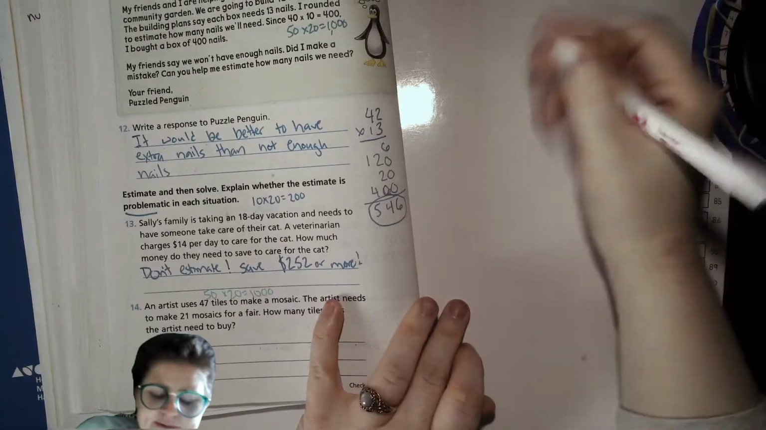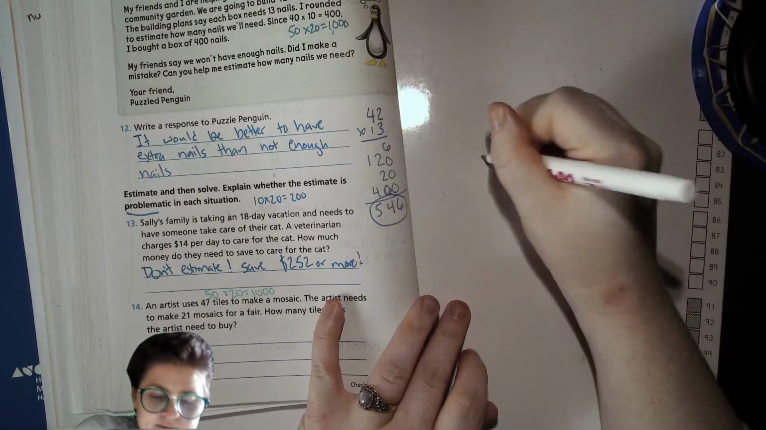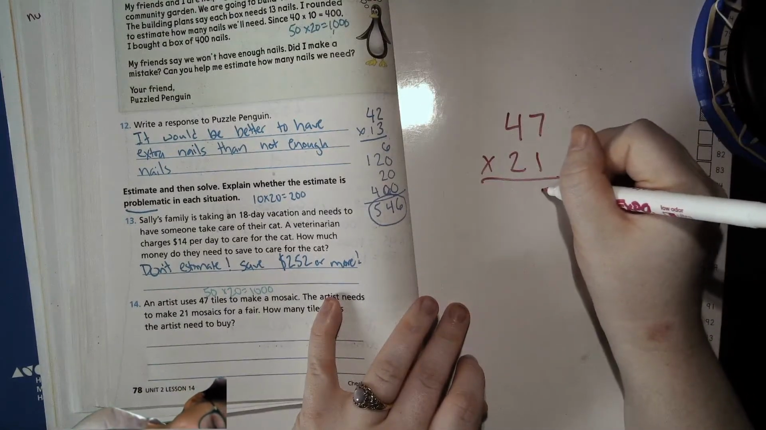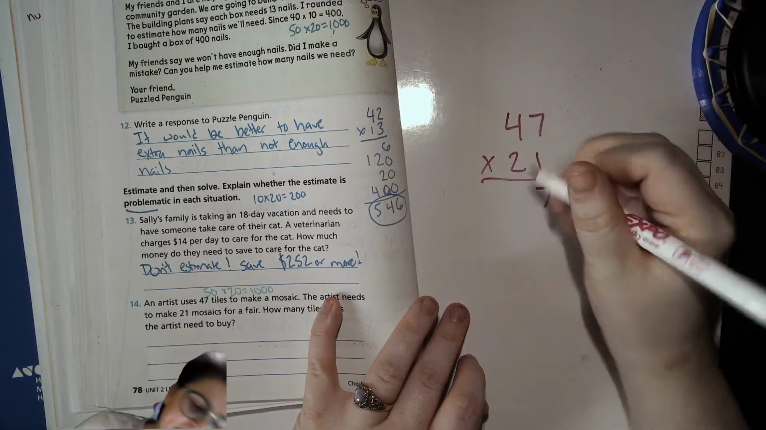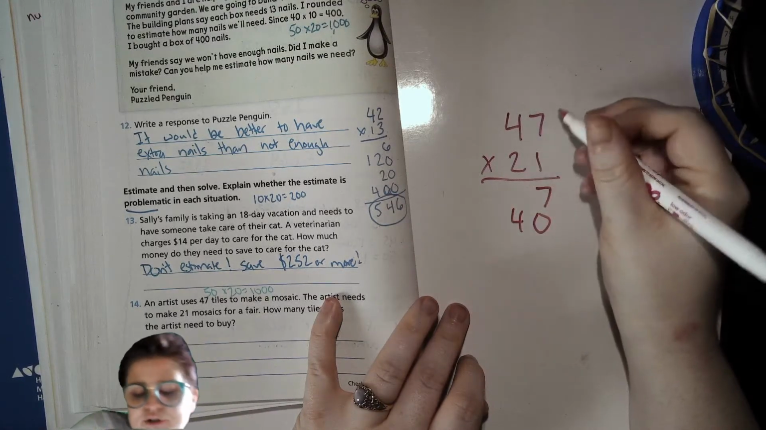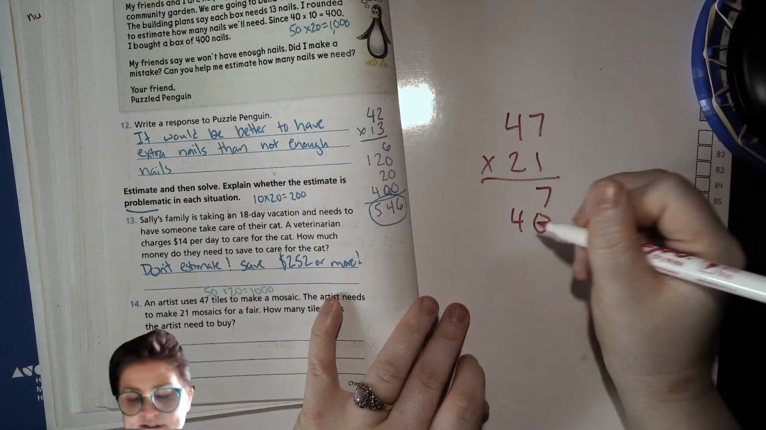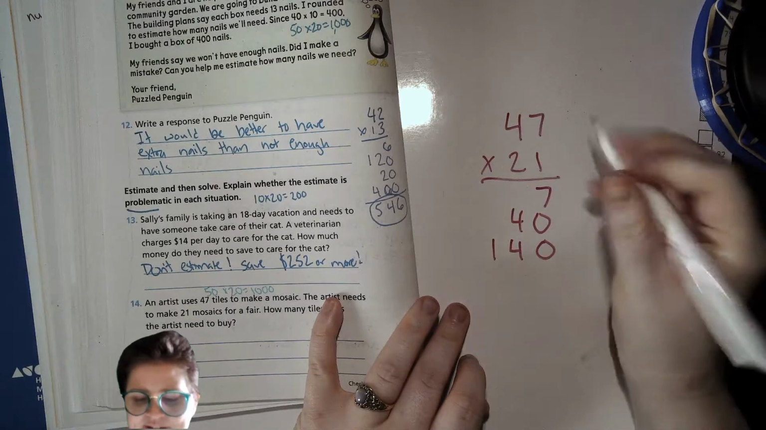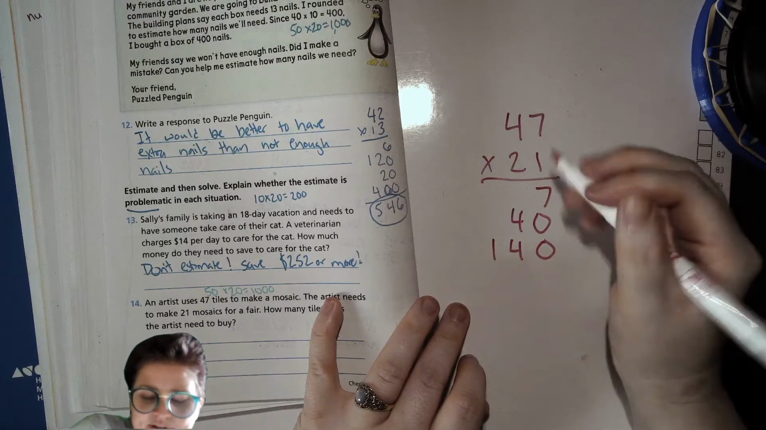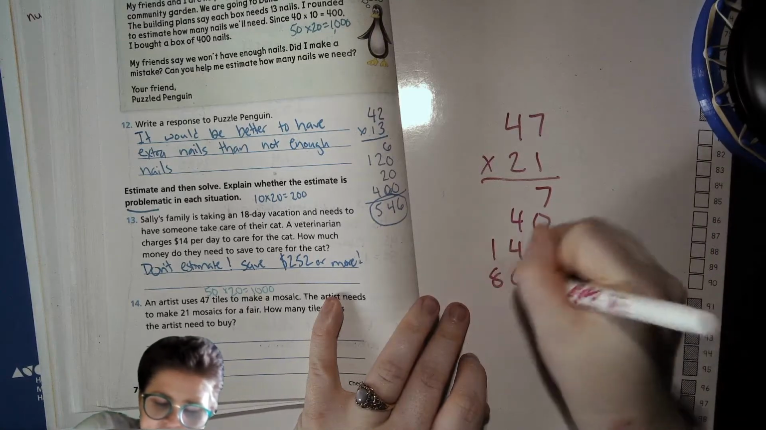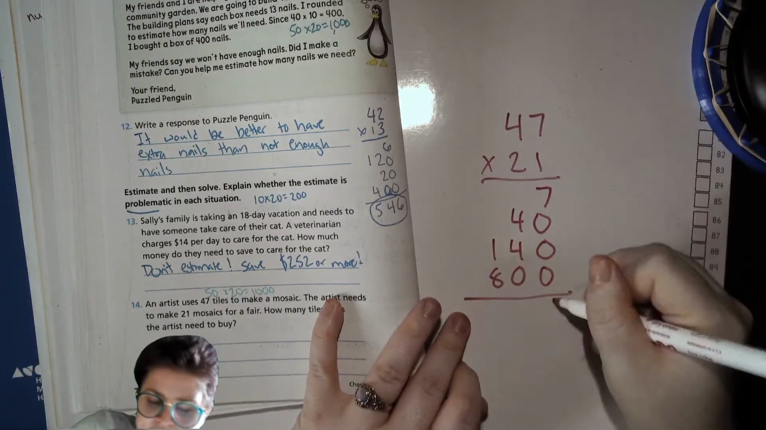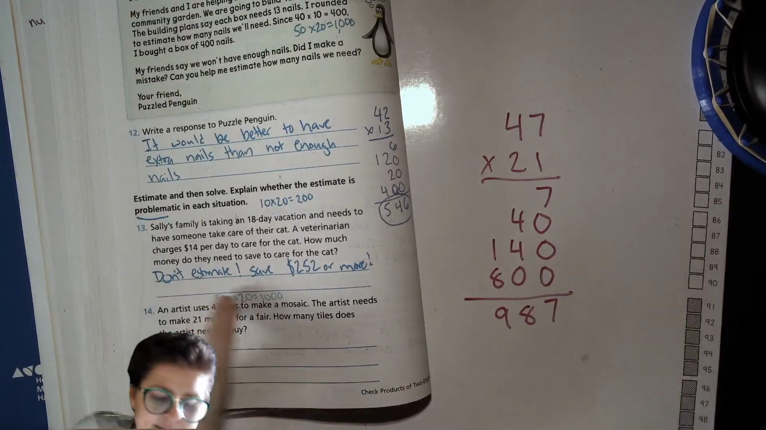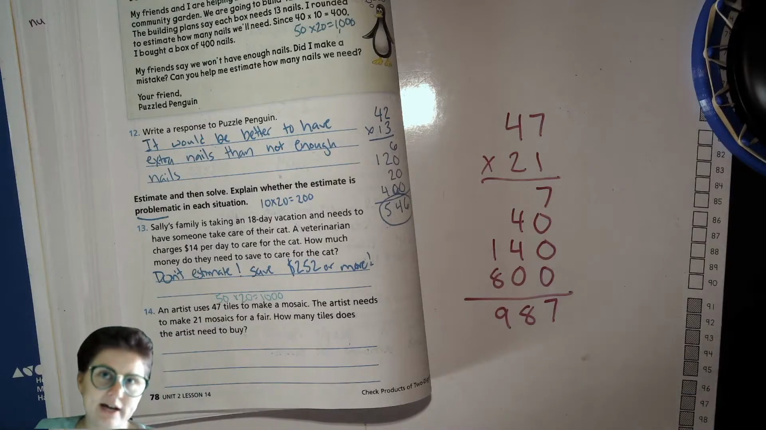Let's see what the real answer is. 1 times 7 is 7. 1 times 40 is 40. 20 times 7 is 140. 20 times 40 is 800. So with their estimation, they would end up having more tiles than what they needed.